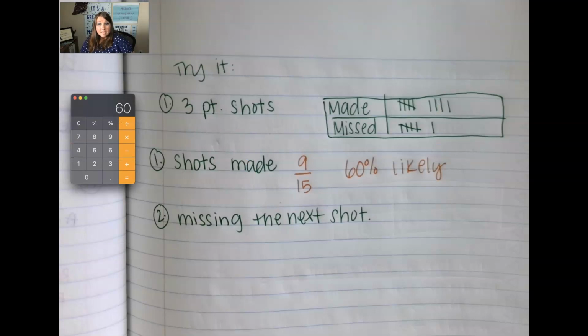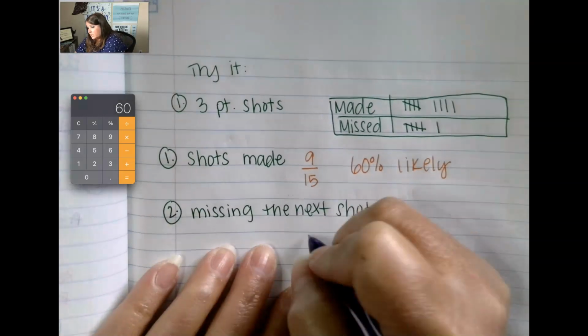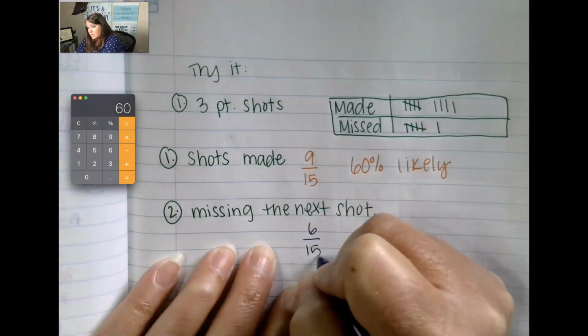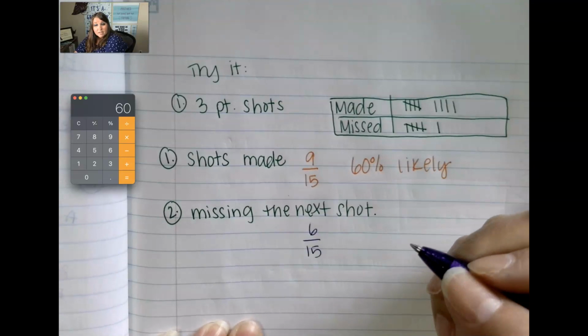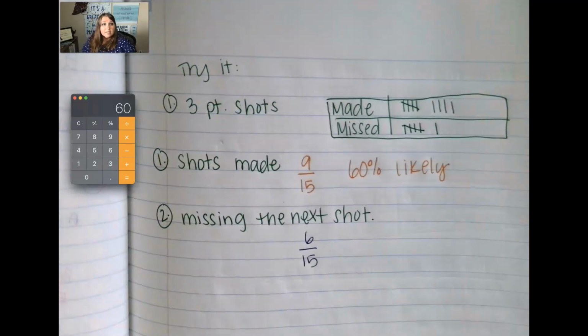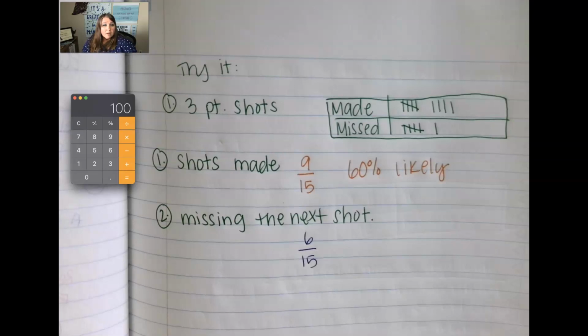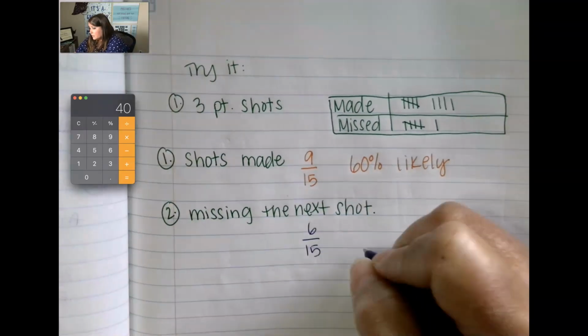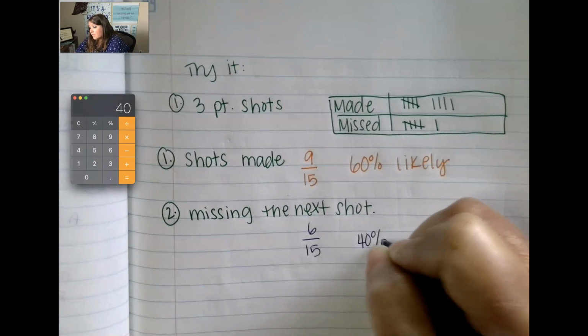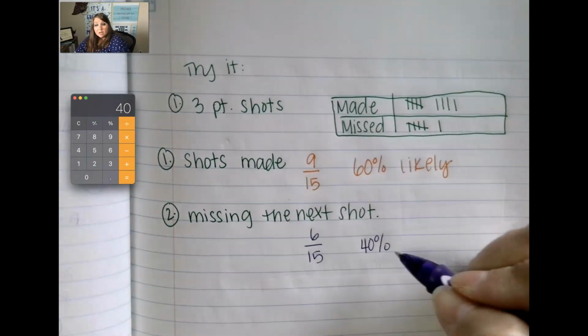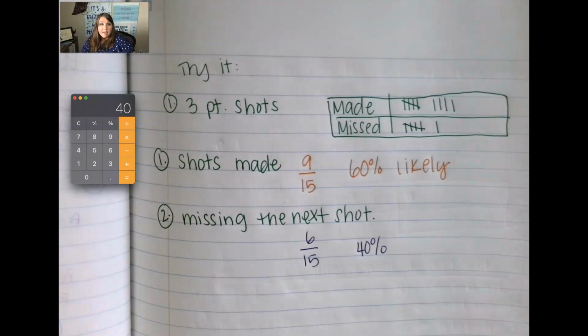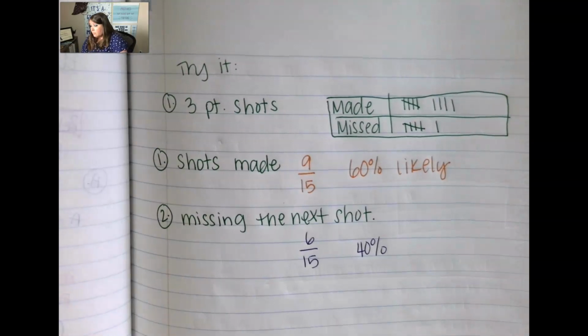Okay, missing our next shot. So if we're going to miss it, we're going to do 6 out of 15. And if we do 100 divided by 15 again, we get this number. We're going to multiply that by 6, and that gives us a 40% chance. Or we could have just taken 60 from 100 and gotten 40% left over.